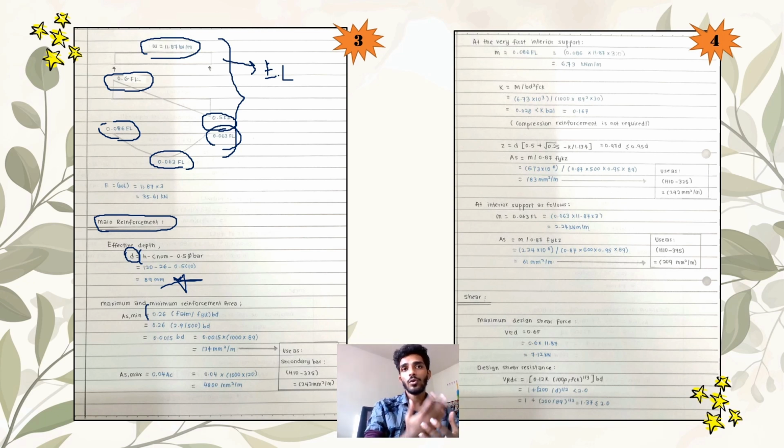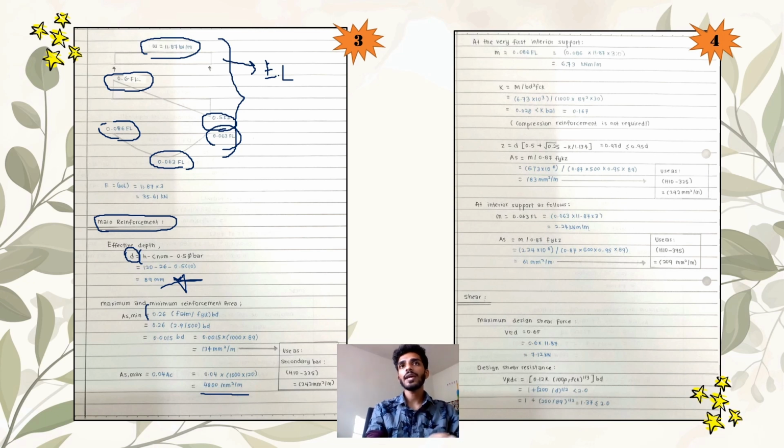So what we can conclude is we have to provide the secondary bar. So use As of the secondary bar equals H10 at 325, which is equivalent to the exact value 242 mm² per m. Now we're going to see what is As,max: 0.04 Ac. So 0.04 times 1000 times 120 will give us 4800 mm² per m.